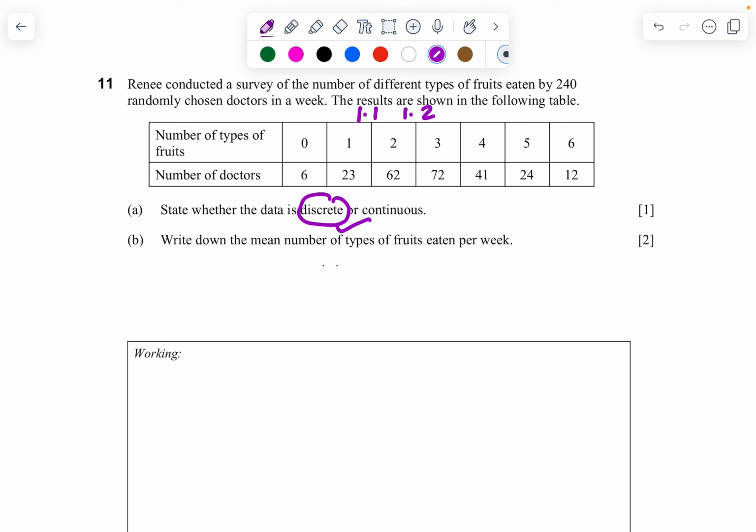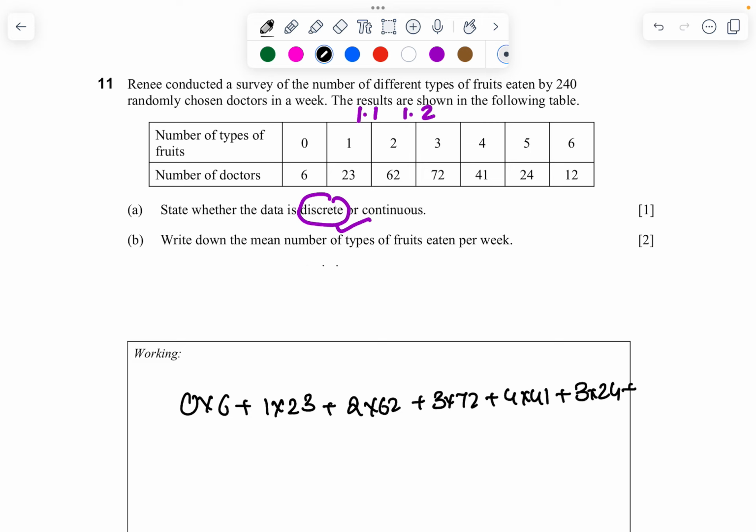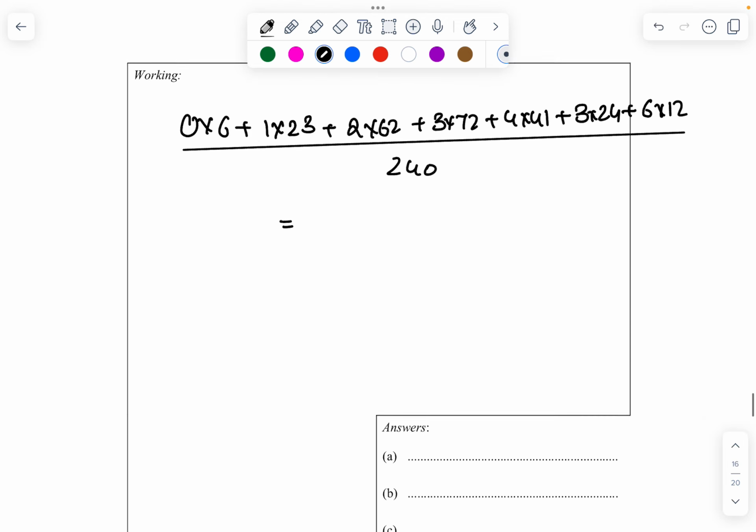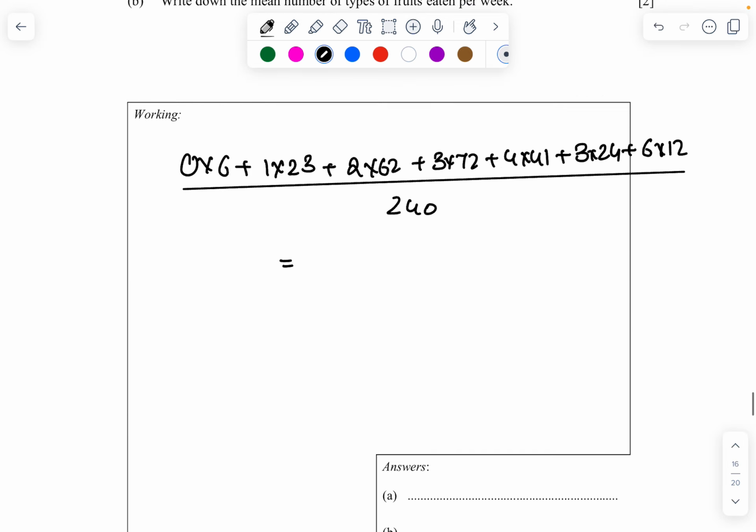So for calculating the mean, what should I be doing? 0 times 6 plus 1 times 23 plus 2 times 62 plus 3 times 72 plus 4 times 41 plus 5 times 24 plus 6 times 12, divided by 240. Simplify that, and you should get 2.79. But the number of fruits will always be a whole number, discrete, so therefore it is 3.